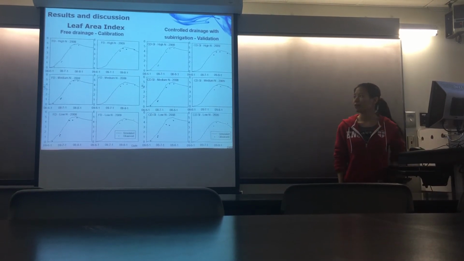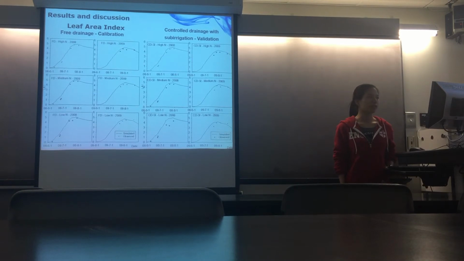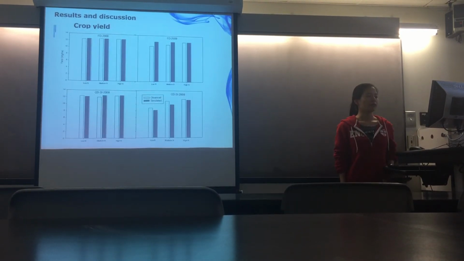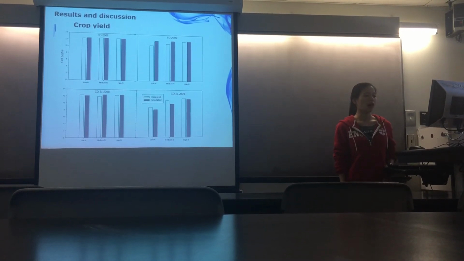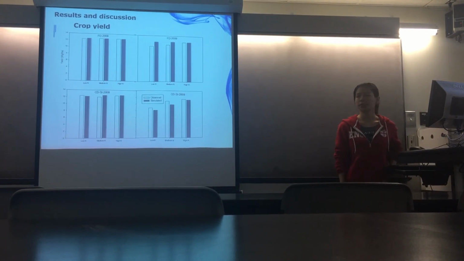And here's the leaf area index. The model simulates the leaf area index very well. And for the crop yield, the model also does well, except for a little bit of overestimation for the controlled drainage with subirrigation in the year of 2009.